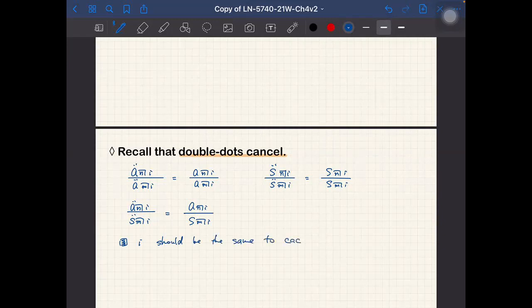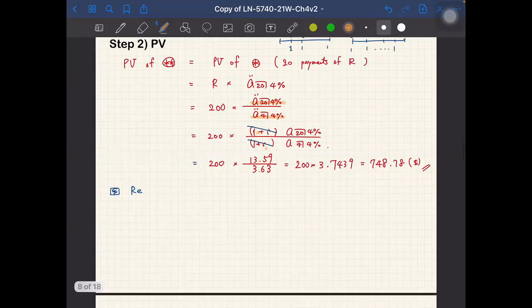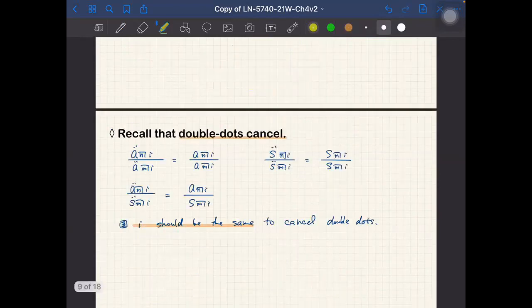If i is different, then obviously this factor is different. 1 plus i over 1 plus j isn't equal to 1, so we cannot cancel the double dot. But as long as the i's are the same, then we can cancel double dots.